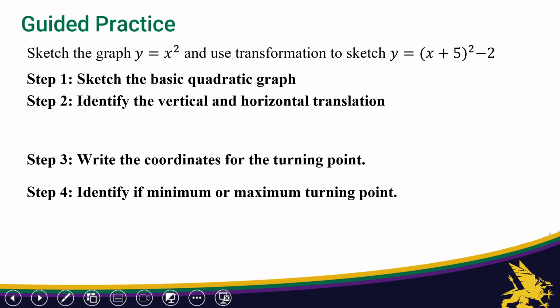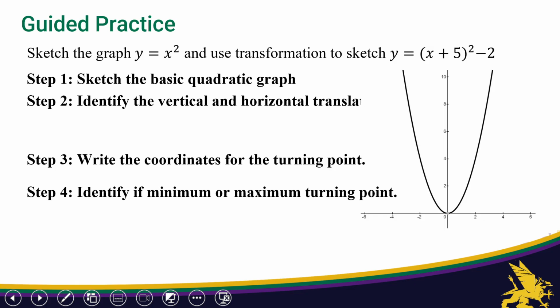Sketch the graph y equals x squared and use transformation to sketch y equals (x plus 5) squared minus 2. So the first thing, I'm just going to put down my basic form. I'm going to identify the vertical and the horizontal translation. The first thing I need to look at is the horizontal. I look at the brackets. It says x plus 5. How do I make that 0? x must be negative 5. So that means it's shifting to the left by 5.